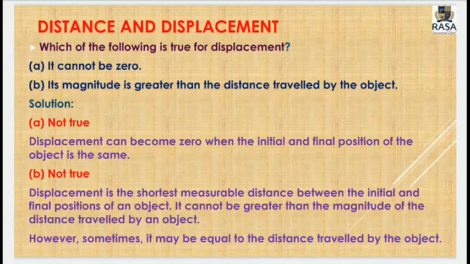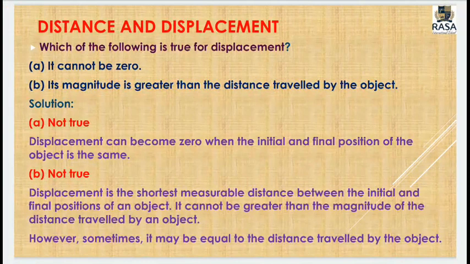Now we can understand this. Which of the following is true for displacement? It cannot be 0. As we studied in our last slide, displacement can be 0. So it is not true. Displacement can be 0 when the initial and final position of the object is the same.